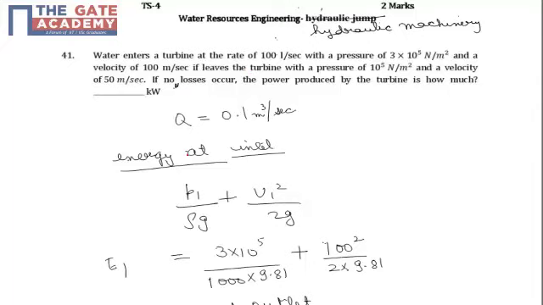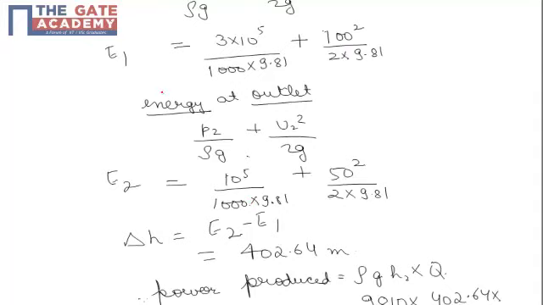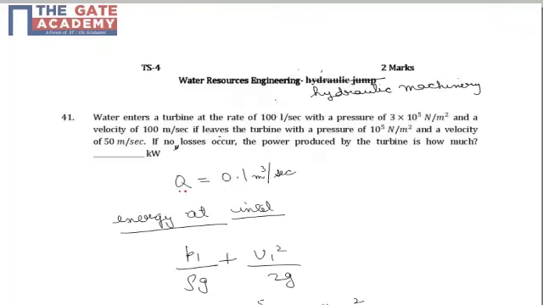Now, since energy is conserved, the energy at inlet has to be equal to the energy at outlet plus the energy that is produced, that is E1 equals E2 plus the power produced by the turbine. Now we will be calculating the energy in terms of heads, which we call specific energy. So Q is given as 0.1 m cube per second.